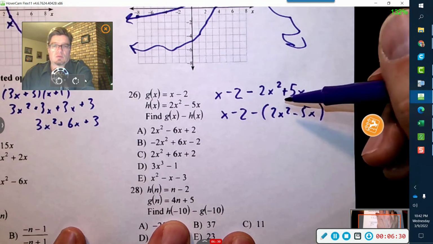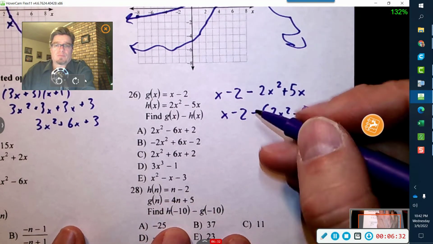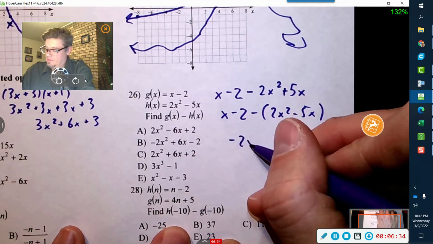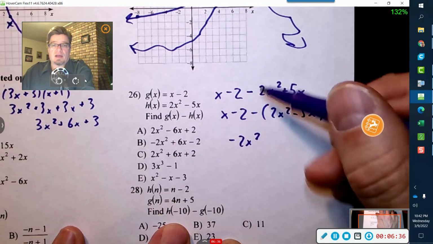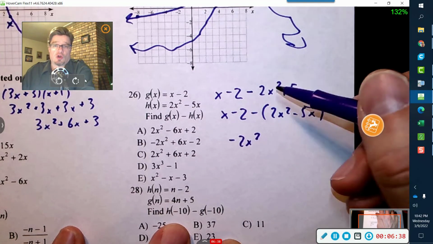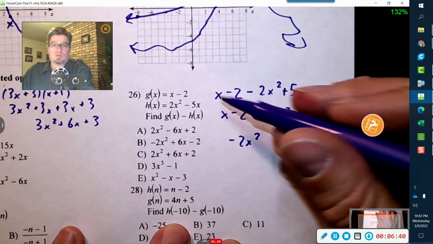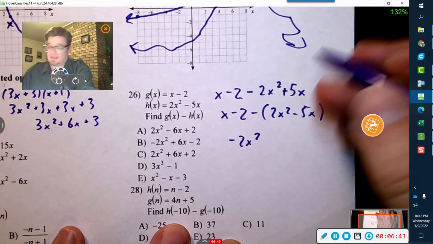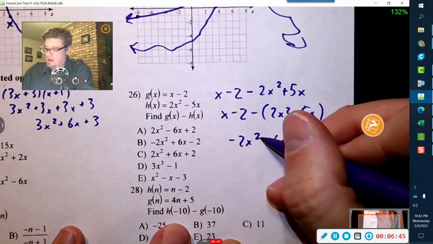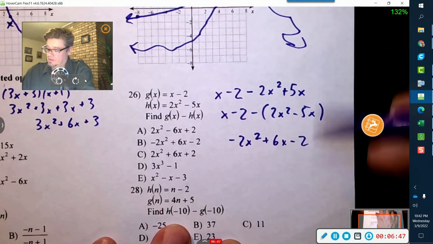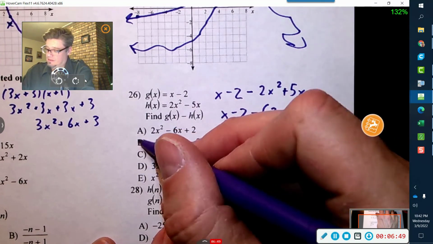So it looks like we're ready to combine these now. We are left with a negative 2x squared. I'm just putting the higher degree terms in the front, and then the next one should be x's. So that's a positive 6x, and then we're left with a negative 2, and so that is negative 2x. Looks like that's going to be b.